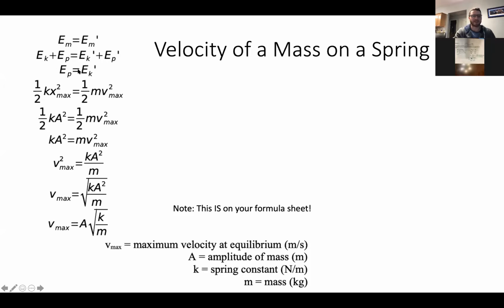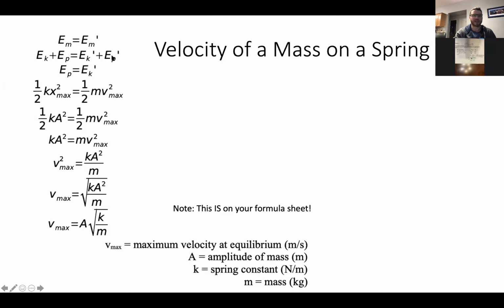So on the left here, this is where our kinetic energy is 0. That's right before we let go of it. At that point, we have maximum potential energy and 0 kinetic energy. Now, on the other side of that, at this point, this is where the equilibrium position is.